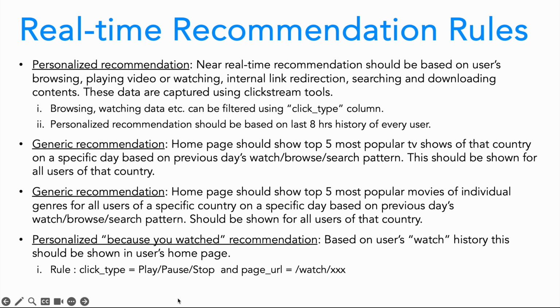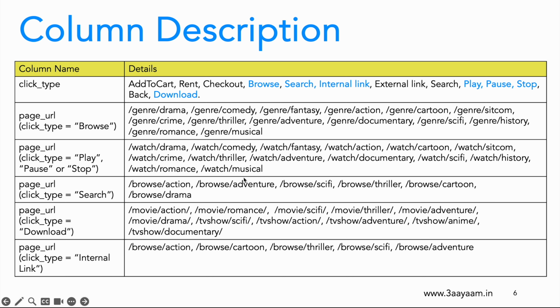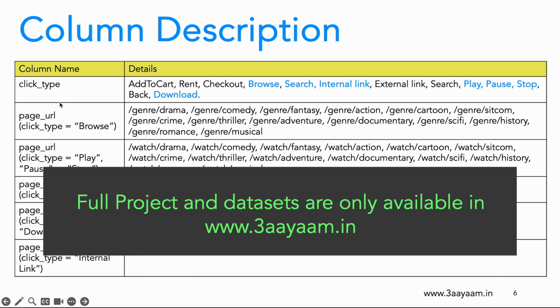So what are these columns? Click type and page URL. This is mentioned in the next slide, column description. These are the various values that a click type can have. We can have add to cart, rent, checkout, browse, search, internal link, etc.